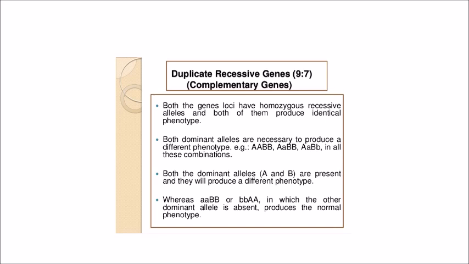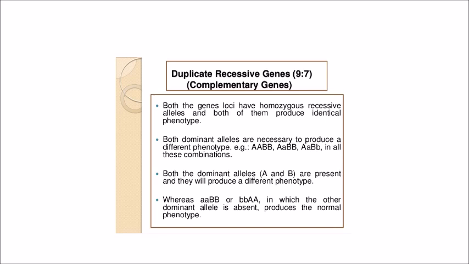Both dominant alleles are necessary to produce a different phenotype. For example, capital A capital B, capital A small b, and on the other hand capital A small a, capital B small b, in all these combinations, both the dominant alleles capital A and capital B are present and they will produce a different phenotype.